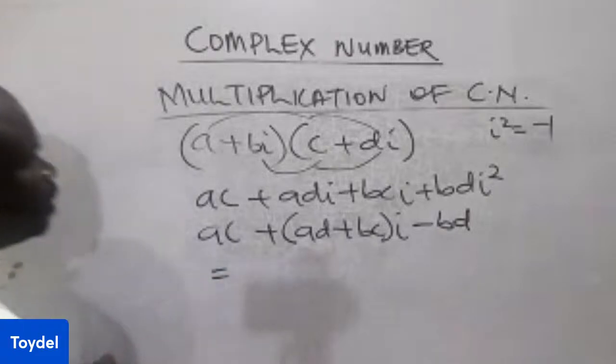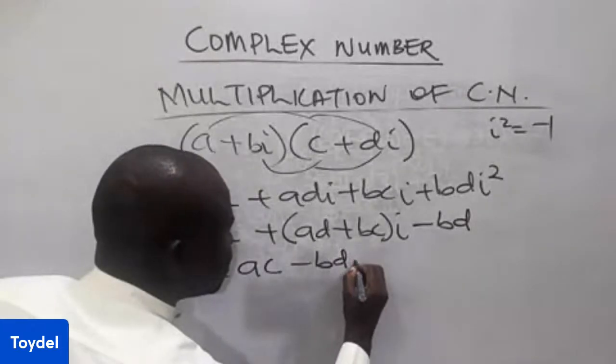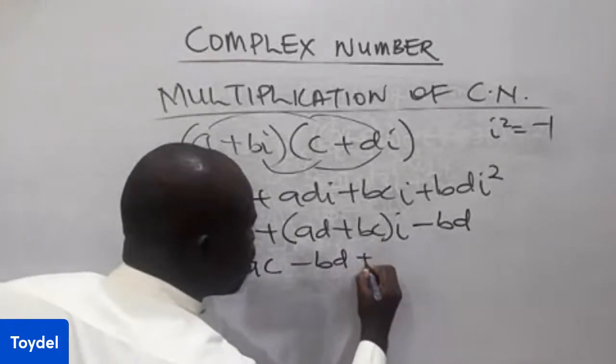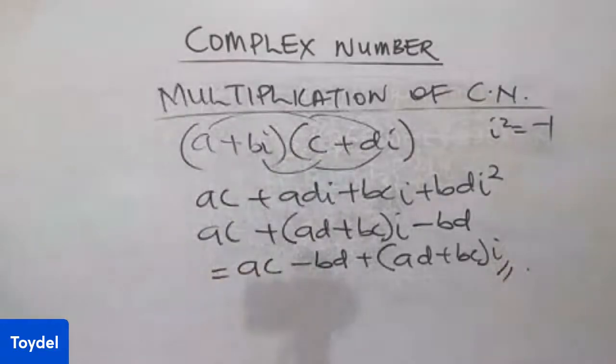At the end of the day, the expansion of these two complex numbers will now be AC minus BG plus, in brackets, AG plus BC i. That's what we are going to get. So when you multiply two or more complex numbers, we have to be careful. We must be careful of the value of i, because the value of i actually has implications, as we have seen on the board.